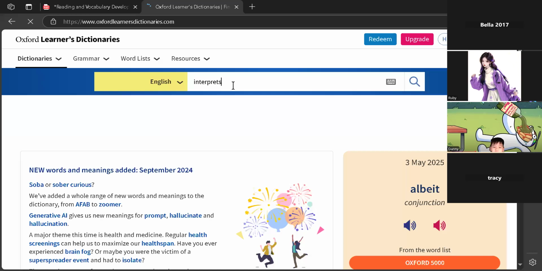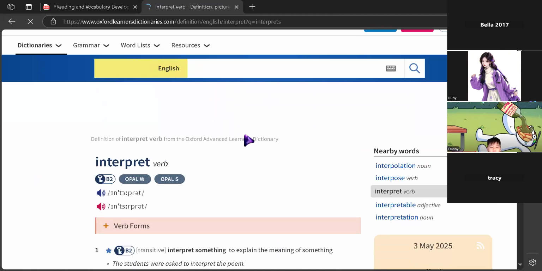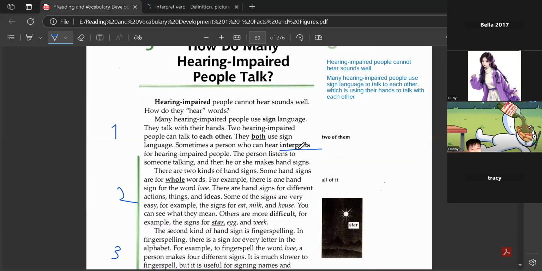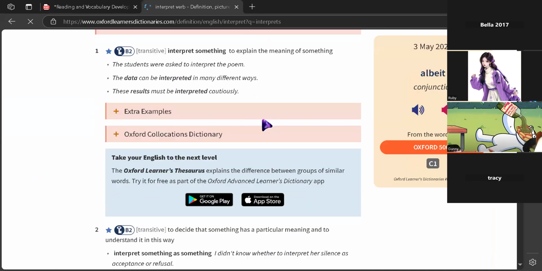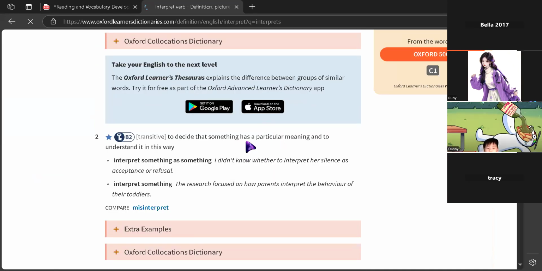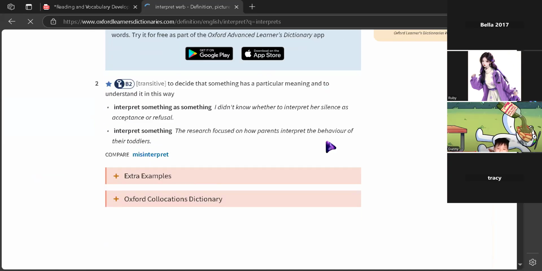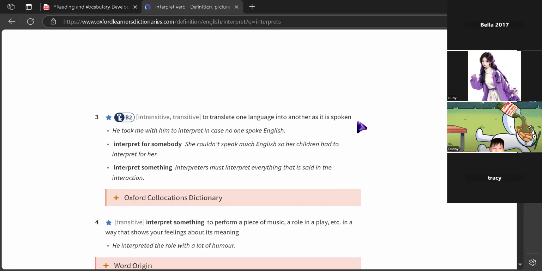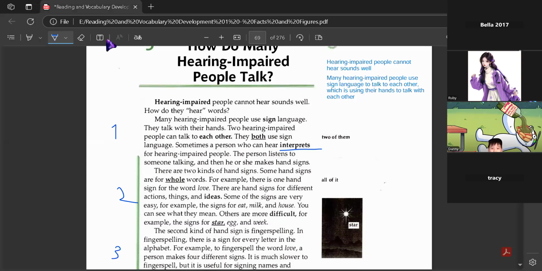Interpret is a verb which means to explain the meaning of something. It can also mean to decide that something has a particular meaning and to understand it in that way, or to translate one language into another as it is spoken. So interpret is like to understand.